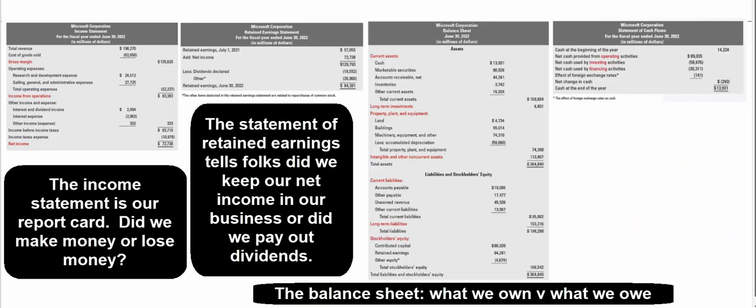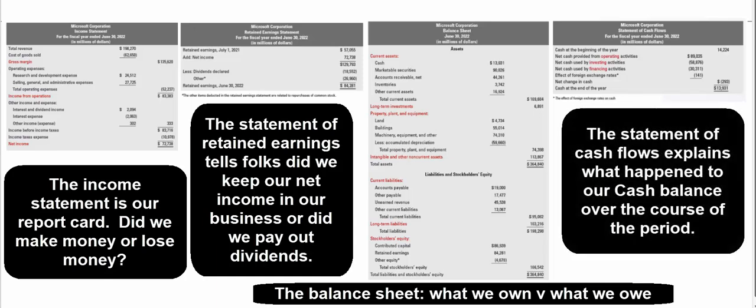The last statement is a statement of cash flows that explains to the outside world what happened to our cash balance. For example, if Microsoft made $72 billion in net income, why didn't their cash just go up by $72 billion? Well, the answer is they may have invested in some buildings, they may have invested in some software, they may have paid back some money that they owed to other folks. So the statement of cash flows explains what happened to the cash balance over the course of the year. All right, let's look at each of these quickly.